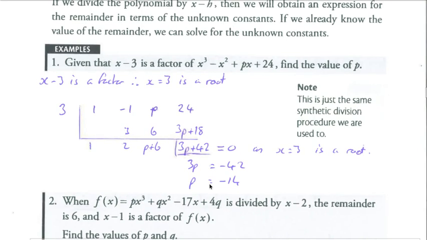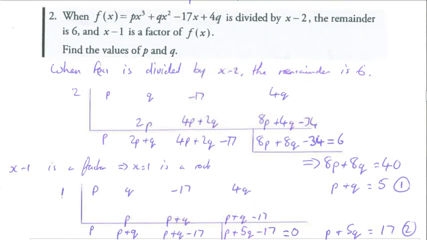Now what we could do from there, if asked to, which we're not asked to do in this question, we could substitute in for p. Negative 14 plus 6 is negative 8. So we'd end up with x squared plus 2x minus 8 here. So we could actually fully factorize the cubic after we've found the value of p, just by substituting the value of p into the quotient here.